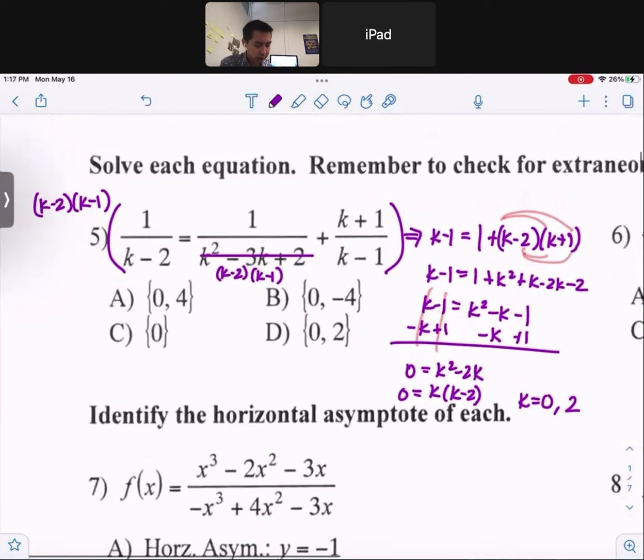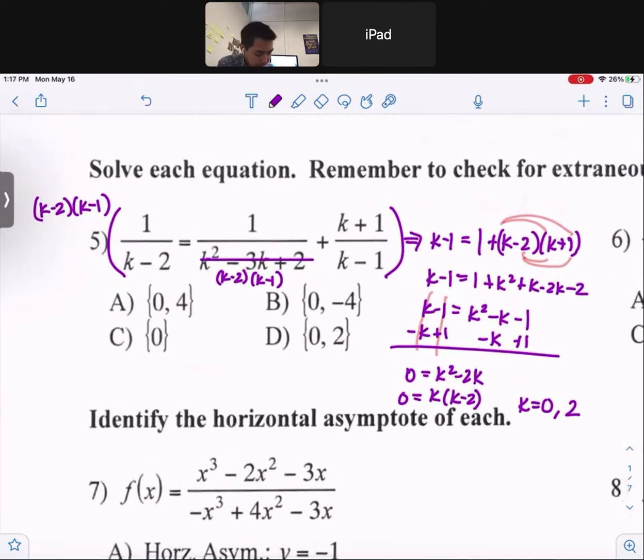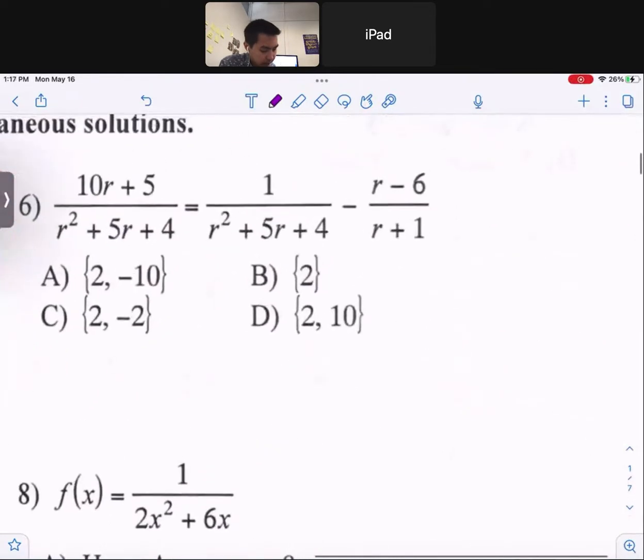Now here's the thing though, and I forgot to do this at the beginning. At the beginning, you have to state what k cannot be. What value of k would make this 0, and what value of k would make that 0? Well, k cannot be 1, and it can't be 2. But everybody, look what answer we got. k cannot be 2, so your only answer is k equals 0. That is what we call an extraneous solution. So there's number 5.